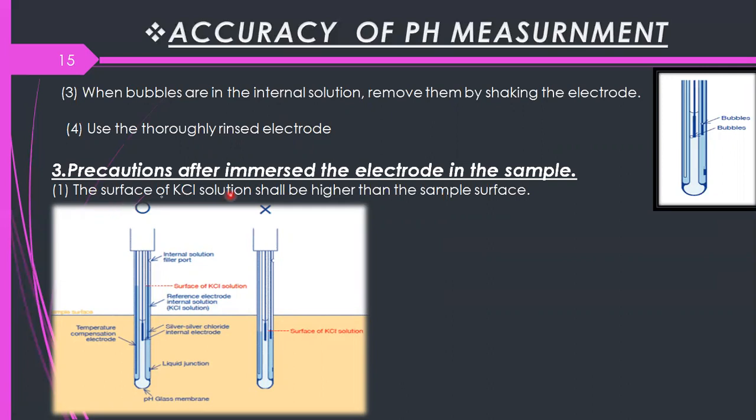Then, precautions after immersing the electrode in a sample. When you immerse the electrode in a sample, make sure that the surface of the potassium chloride solution is higher than the sample surface. So this is the potassium chloride solution and this is the sample surface. Its surface should be higher. This is the right way and this is the wrong way.